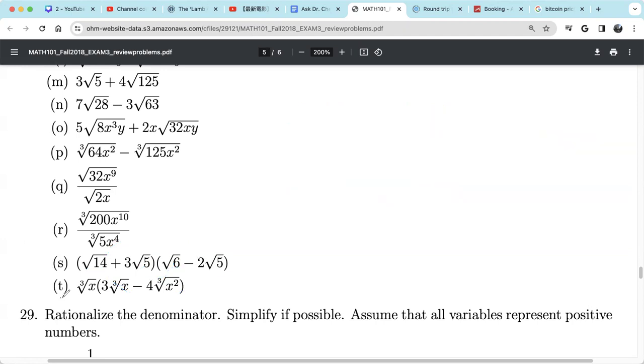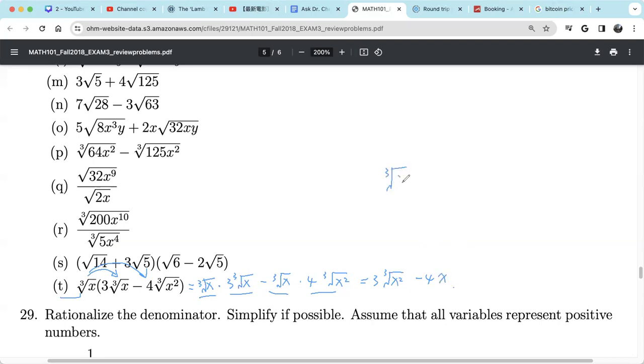Now let's see the last one, T. We want to distribute. We have 1 radical multiplied by 2 radicals. Basically, we distribute: we have the cubic root of x times 3 cubic root of x, then minus the cubic root of x times 4 times the cubic root of x squared. So the cubic root of x times 3 cubic root of x is 3 cubic root of x squared, right? Because x times x is x squared. Now, minus, let's multiply those two. So we get a minus 4.